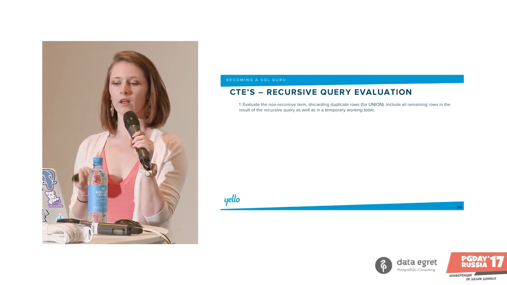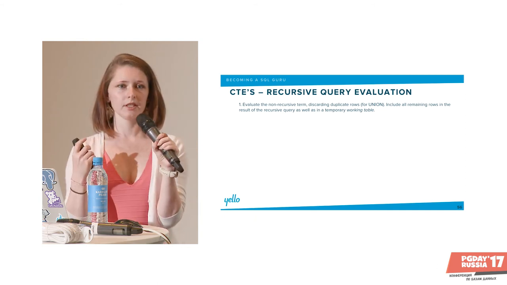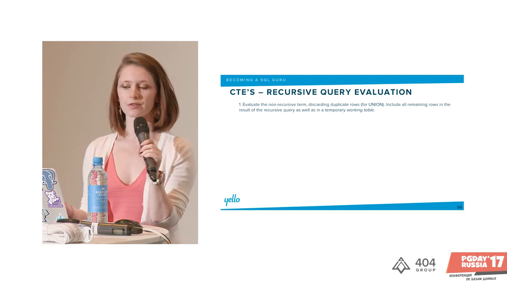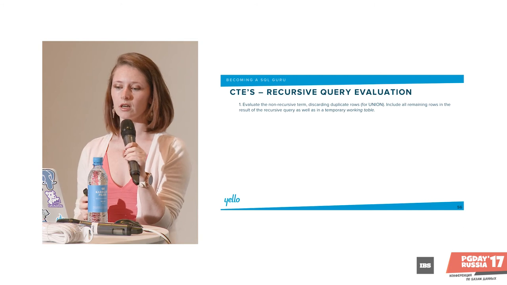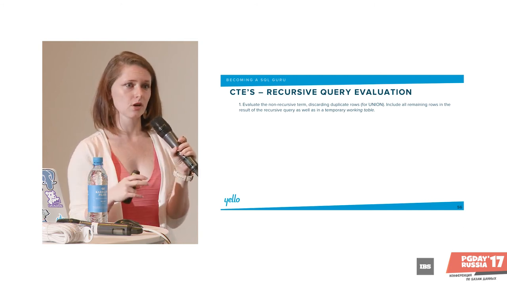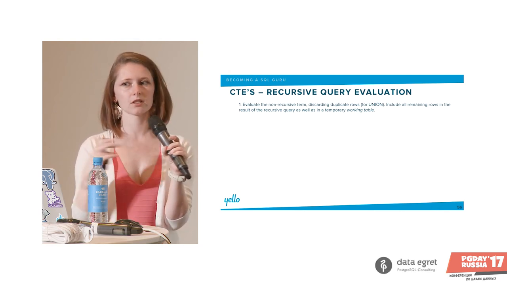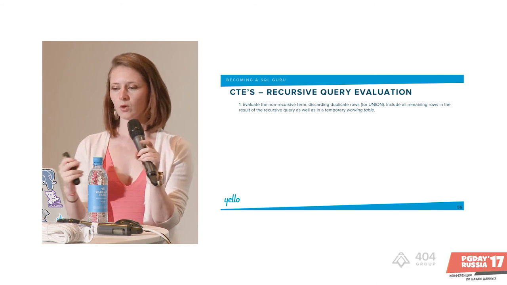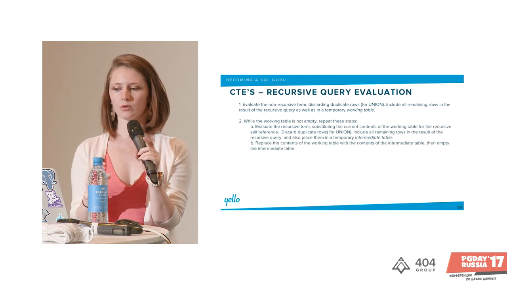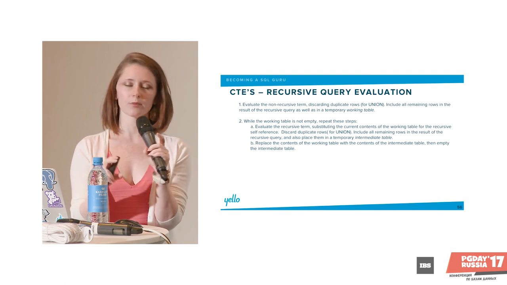Cool. So how does it actually work in detail? We can think of this as having three different buckets or three different folders. So we start out with our non-recursive term. As long as we're using union all, we will keep duplicates. As long as we're using union, we discard any duplicate rows. We then take what's left from our non-recursive term and put it into the recursive query results bucket and also into a temporary working table.